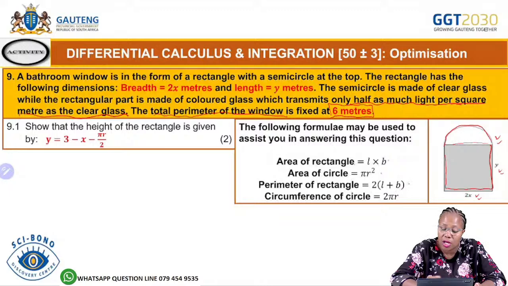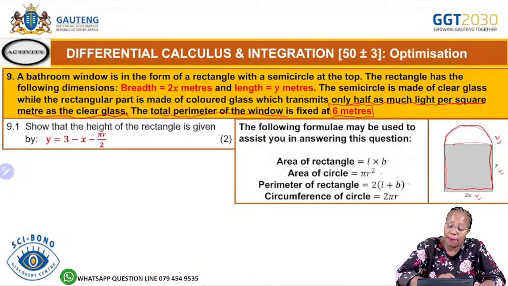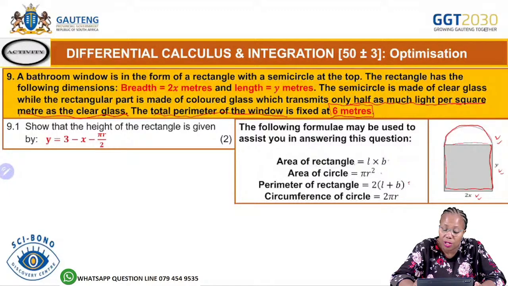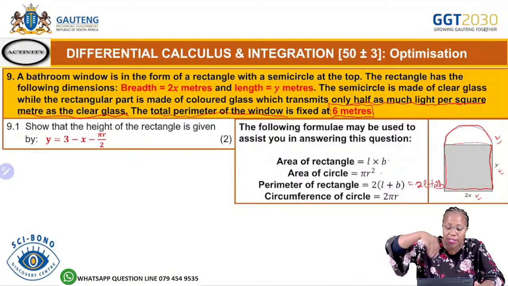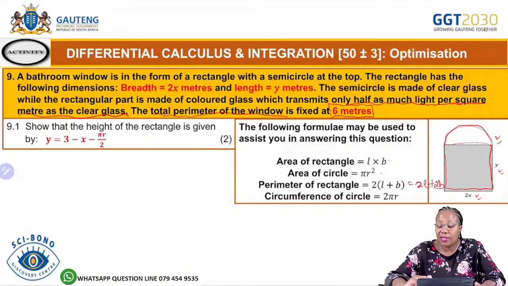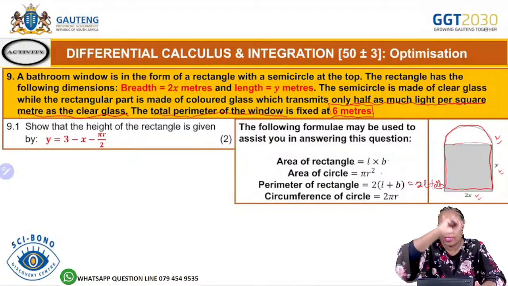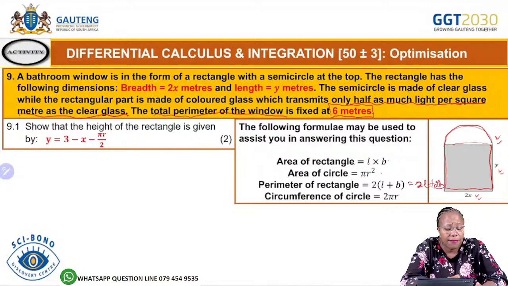Perimeter of a rectangle, you'll use 2 into L plus B, or you can use 2L plus 2B, it's the same thing. And then for the total circumference of a circle, you use 2 pi r. But in this case, because it's a semicircle, that will be half of 2 pi r if you calculate that half circumference.